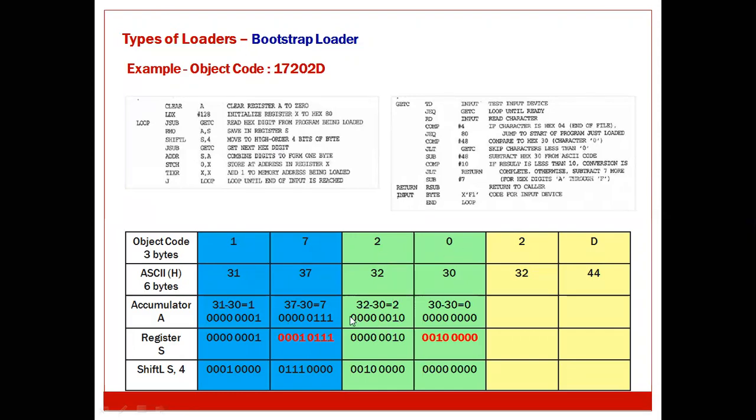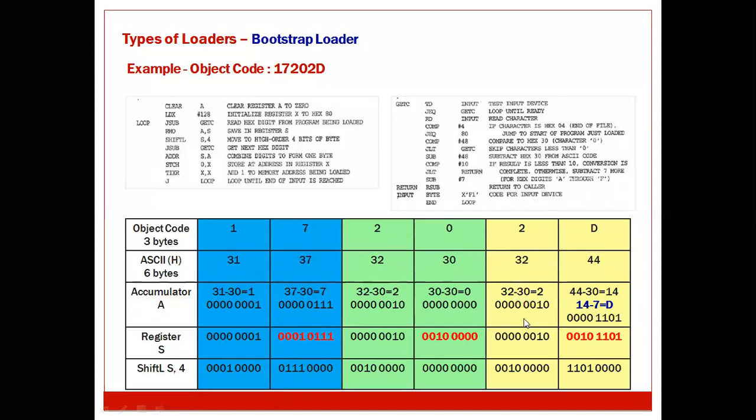So the same way we will do even with the next 2 digits. Okay, so 2 will be taken as 0010 after shifting. Then again 30 minus 30 is 0. So 0010, and then 0000. So we get 20. So this is how it will work.